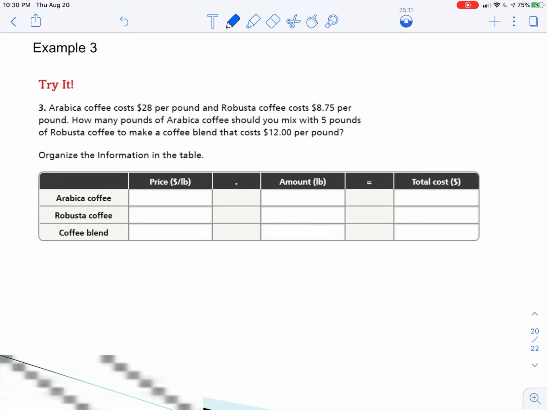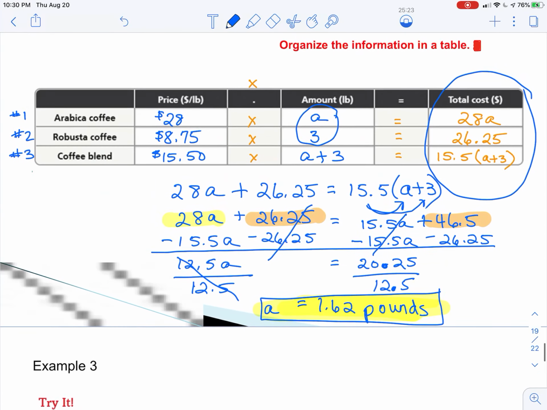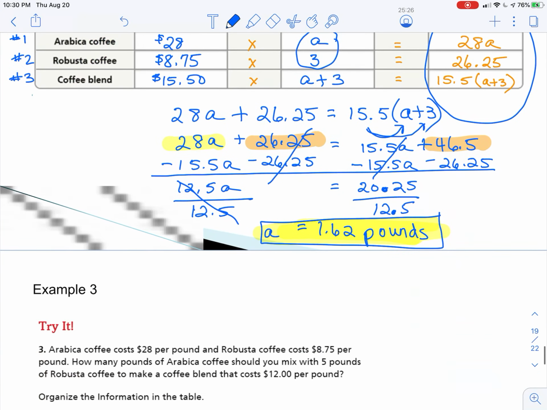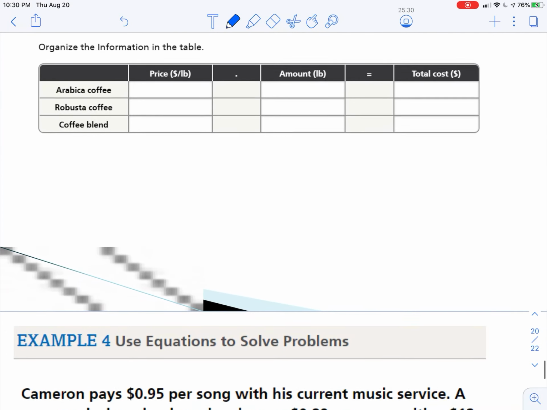Okay, so if you're back and you're looking at the problem with me, this is very similar to the one that we just did. The table is the same. So let's take a look at what we have. I've got Arabica coffee costs $28 per pound. Is this the same problem? Oh, that's the same problem. How'd that happen? Okay, well, you know what?